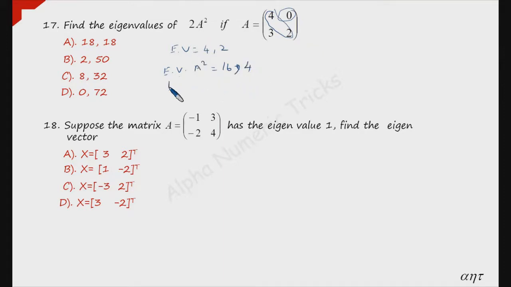But we have to find the eigenvalues of 2A squared. So just multiply each by 2. So 32, 8, which are the eigenvalues, 8 and 32.